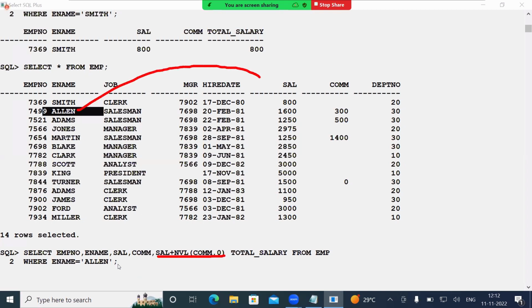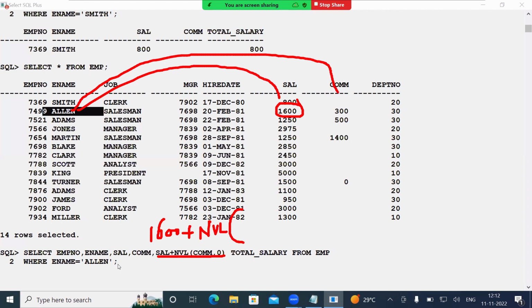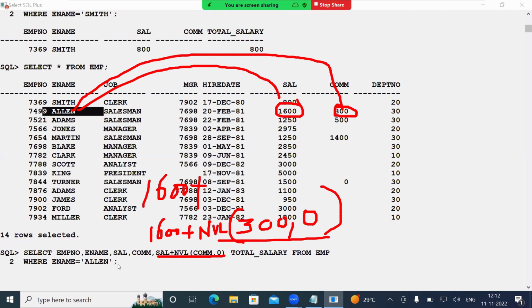So Allen's salary, how much in the table? 1600. So in place of salary, it will take 1600 plus my function is what? NVL of this Allen employee's commission, how much guys here? 300. So commission is 300. So 300 comma 0. This is the substitution. Next line is what now? 1600 plus. Now tell me, in this NVL function, what was returned? 300, right, not 0. Because your expression 1 is not null. Expression 1 is not null means it is a value. It is a value means the value is returned.